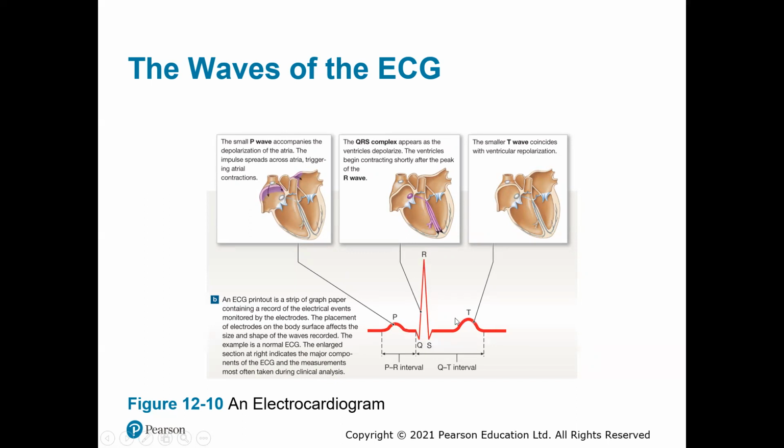The T wave, this third little bump here, correlates with the repolarization of the ventricles, the muscles around the ventricles. So when those muscles around the ventricles relax completely, that gives you the third little bump.